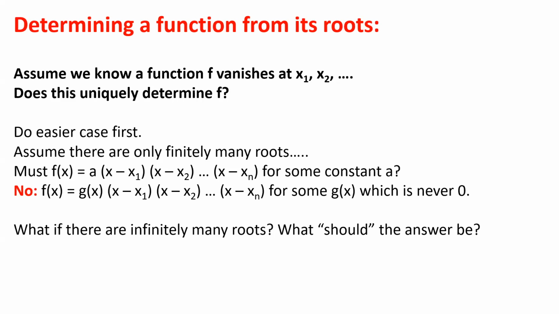So we know the answer for finitely many zeros. What should the answer be if we have infinitely many zeros? Also no. Well, right, but you have a guess as to what it should be. How can we extend our answer for finitely many zeros?